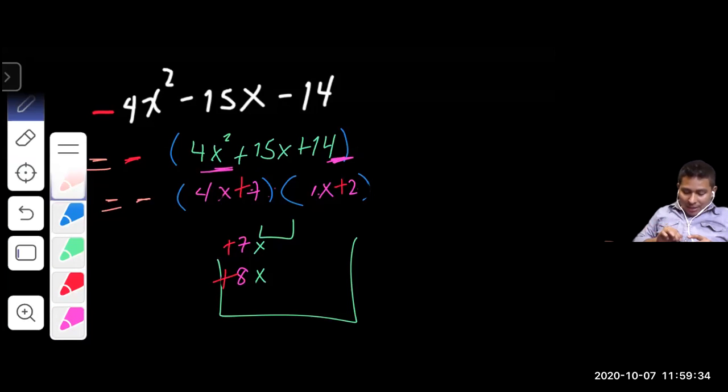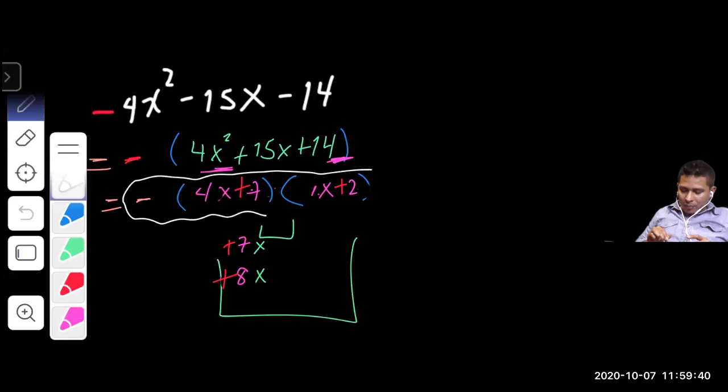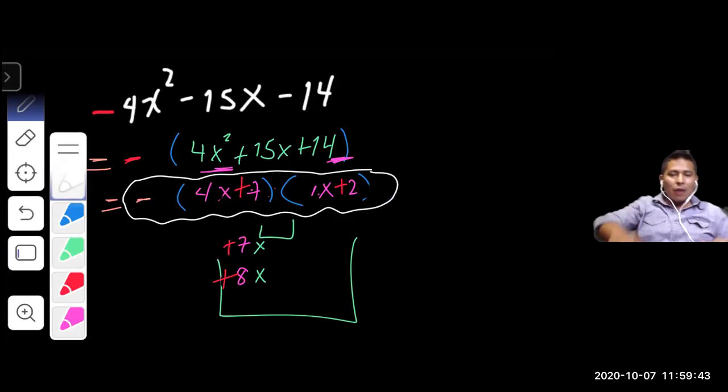And guys, let me tell you that I have already gotten the answer. This is the right answer. Take a look that I put a minus and I solved it. This is how we factor it.